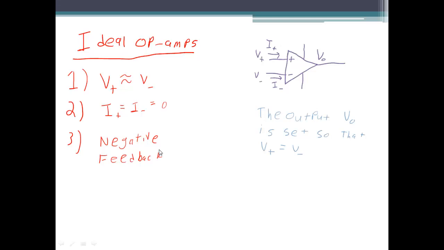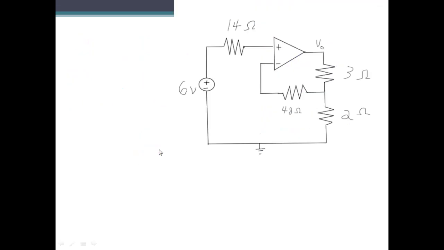So to get a good idea of what an op-amp really does and what's going on when you plug it into your circuit, it's going to feed back some of the voltage into the negative terminal, and based off of that, the output is going to be set in such a way that the voltage at the positive terminal and the negative terminal are going to be the same.